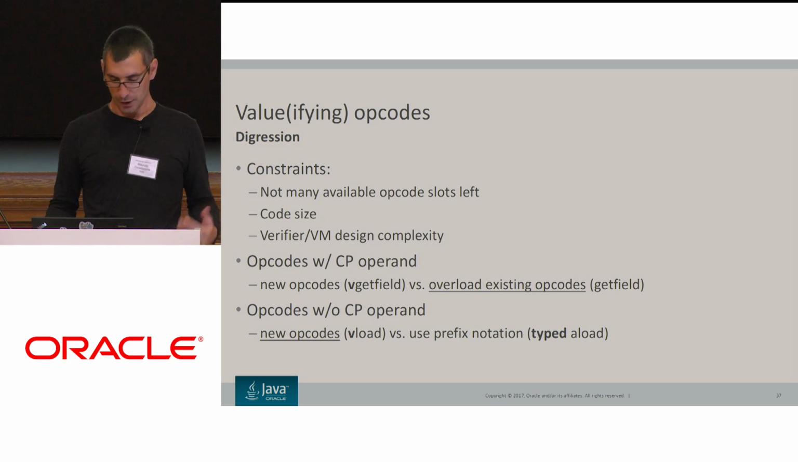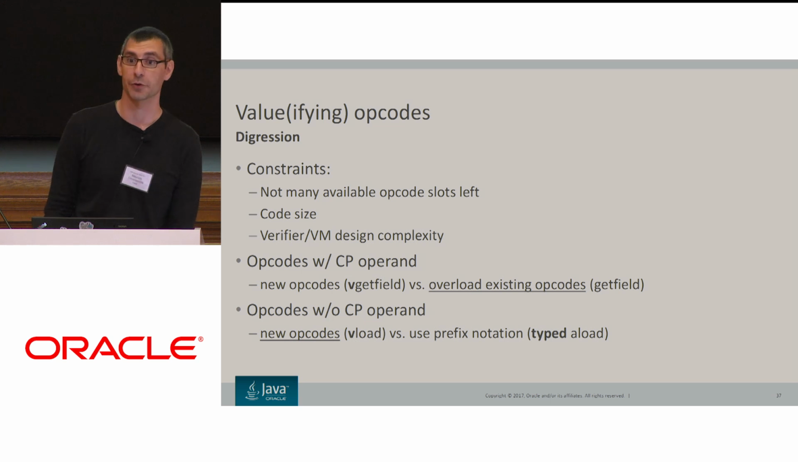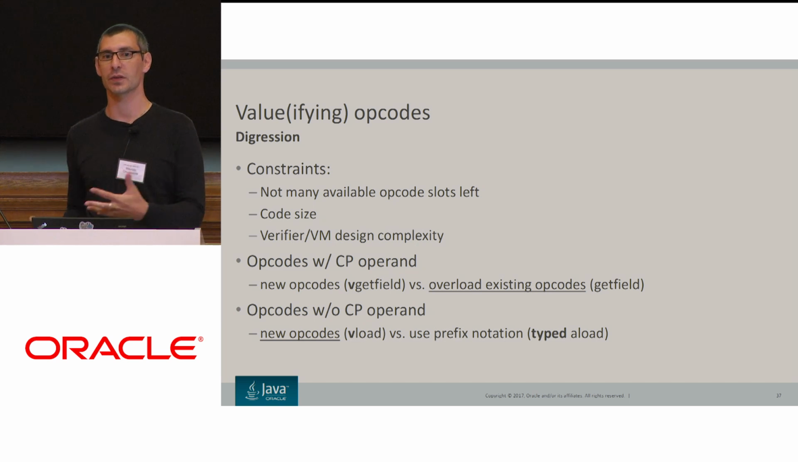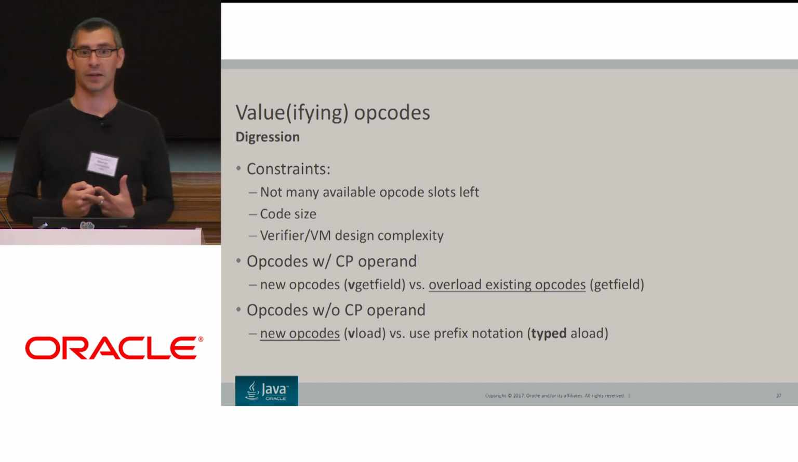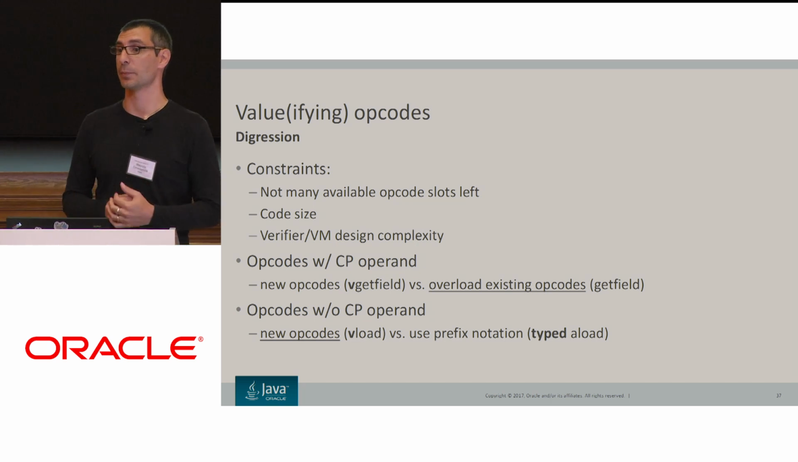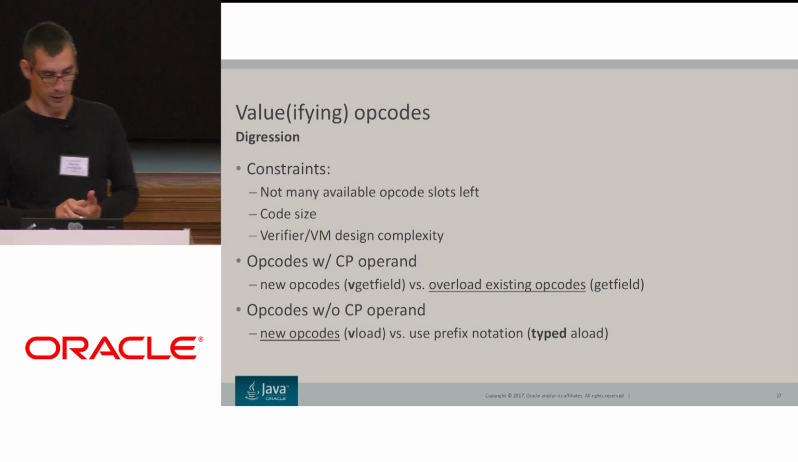Designing the opcode set for values is not an easy feat because there are a lot of constraints. First of all, there are not many opcode slots left in the VM. Secondly, the code size is important, so different choices in how you express operations are going to affect the size of the code generated by javac. Third, if you get too smart and try to reuse existing opcodes, you know what? The VM complexity is going to increase, or maybe the verifier complexity is going to increase, and we don't want that either.